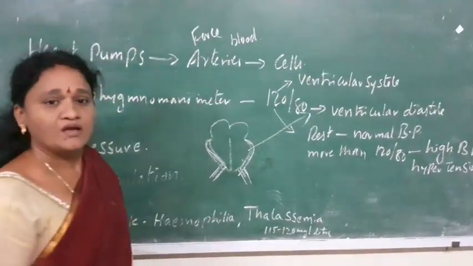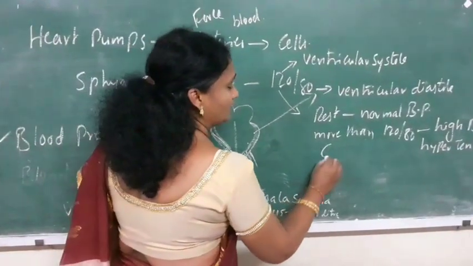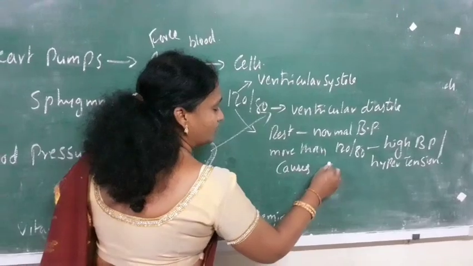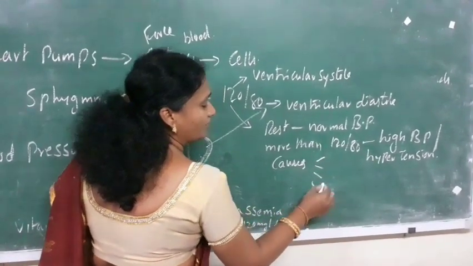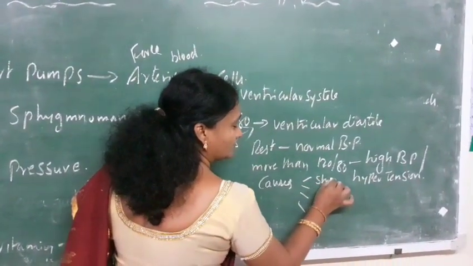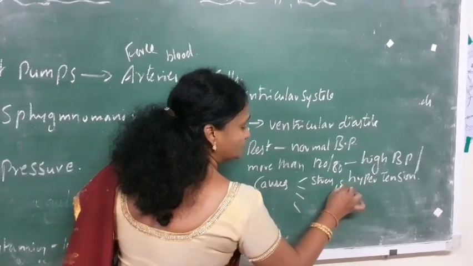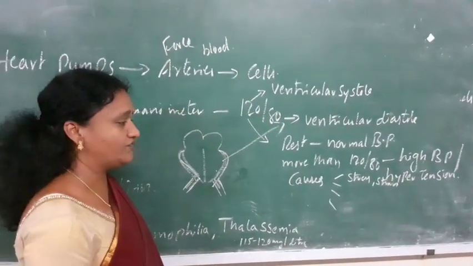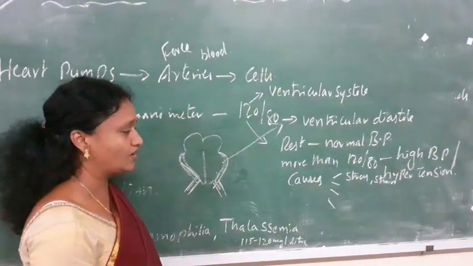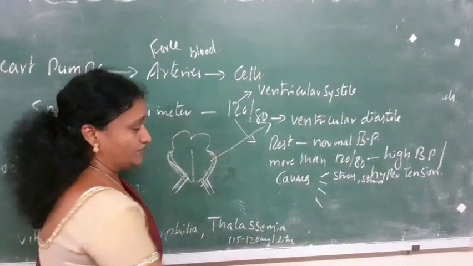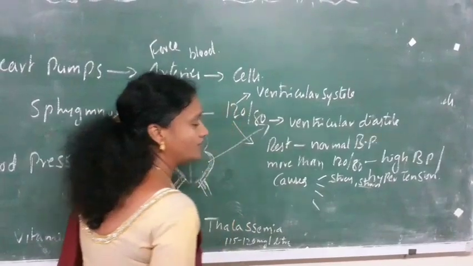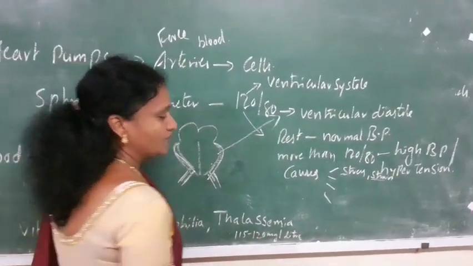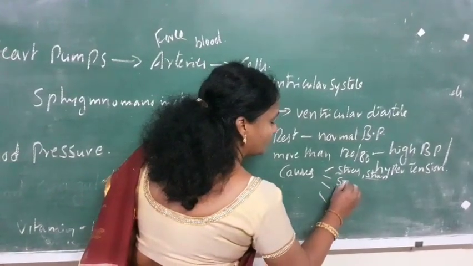Now let's see what the main causes for high BP are. Stress and strain for a longer time. If they have problems for a longer period and the BP is more than 120 by 80 for a longer period, then stress and strain for a longer time may be one of the causes for high BP.